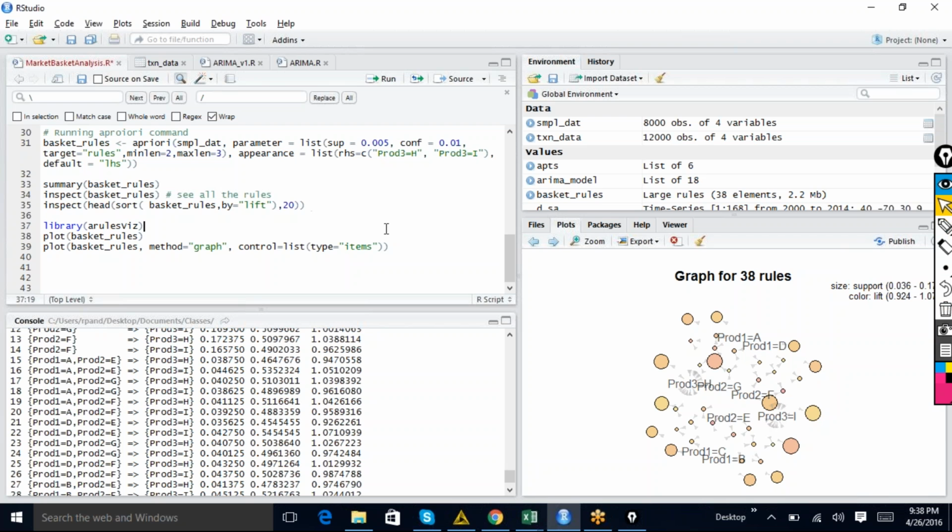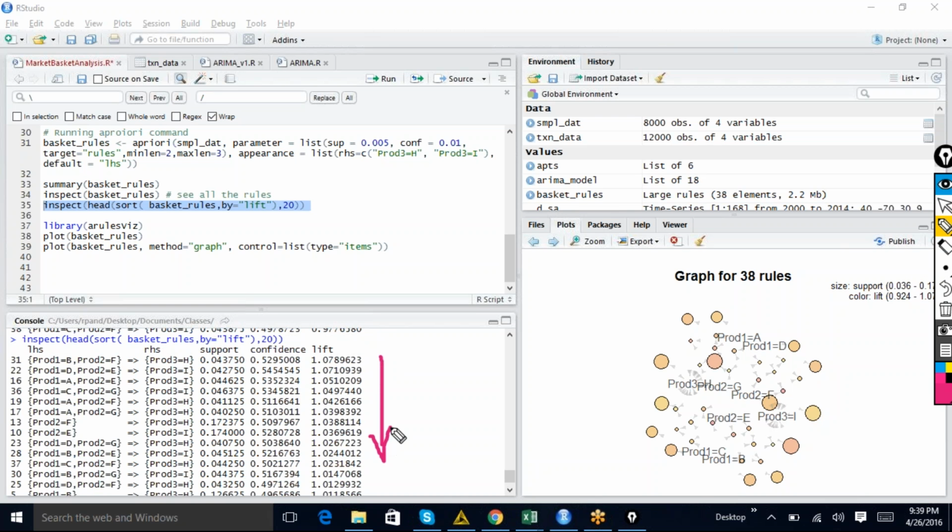But wait, there's a better way. We can actually go ahead and run the next line of code, where I want to look at only those where the lift is the highest, because ultimately, remember, lift is the one that tells me whether I'm gaining something or not. So I'm going to sort it, and now this is giving me the rules where the lift is the highest, rank ordered by the lift. So here the lift is the highest. This rule is going to be the most important rule for us, where product B was sold and product F was sold, then product H will be sold. There are 4% transactions where it happened, with a 52% confidence and 1.07 lift, right?